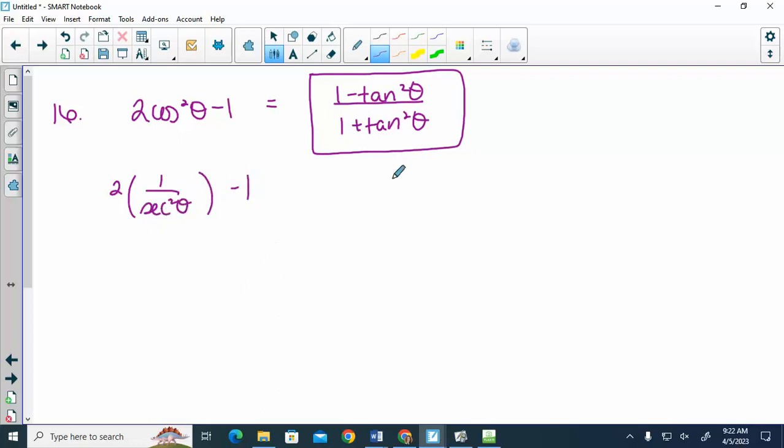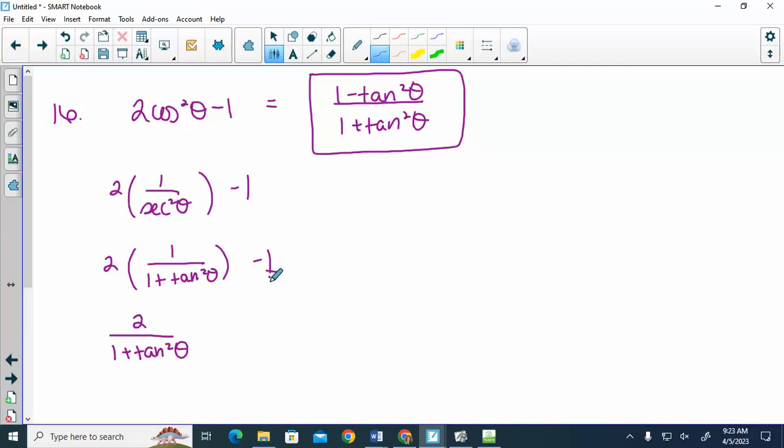And then, knowing your goal, we wanted tangents. So she looked at the Pythagorean identities, and one of them says secant squared is 1 plus tangent squared theta. Okay. So from here, we have 2 over 1 plus tangent squared theta.